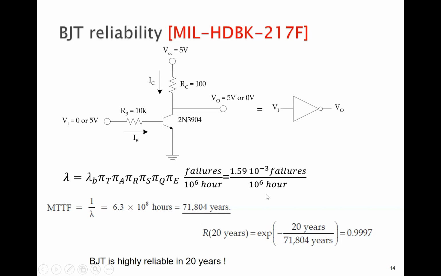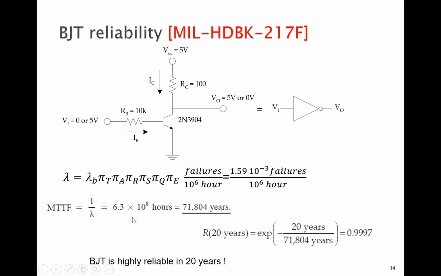So at the end here, we got a failure rate of 1.59 per 1 million hours. Then we can determine the mean time to failure, which is 1 over lambda. We see that that's more than 71,000 years. So this BJT, on average, might continue working or providing service for more than 71,000 years.